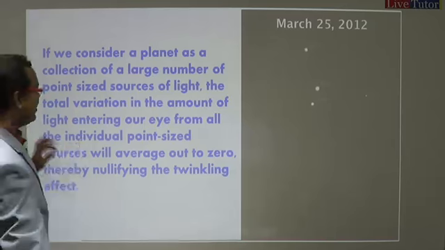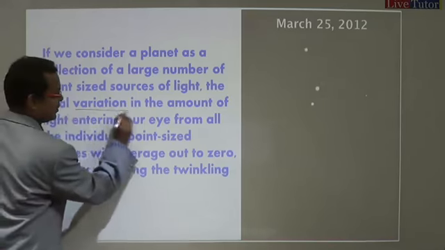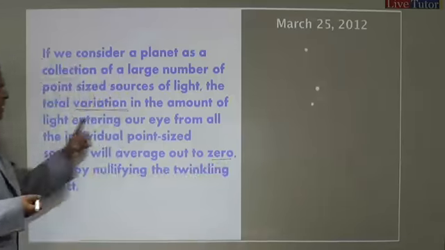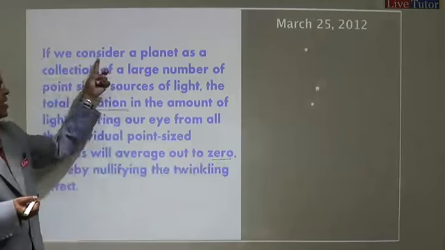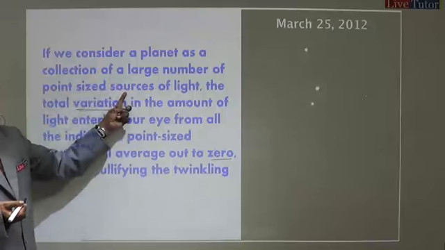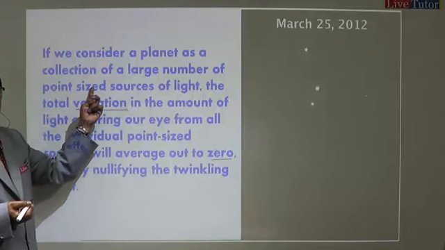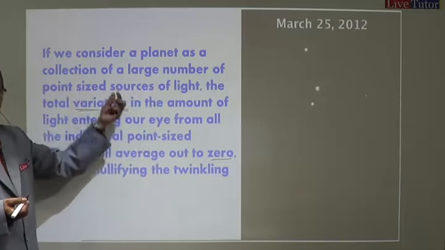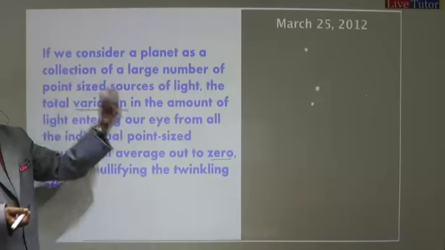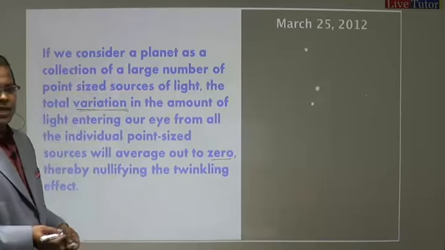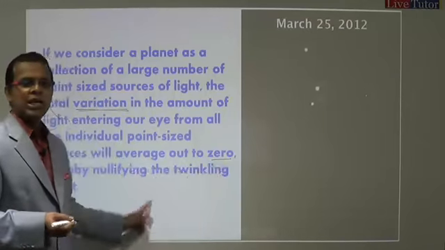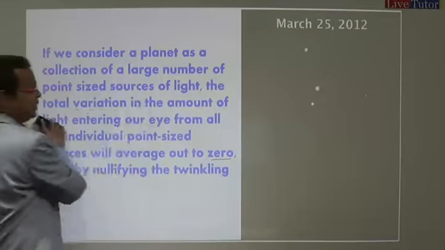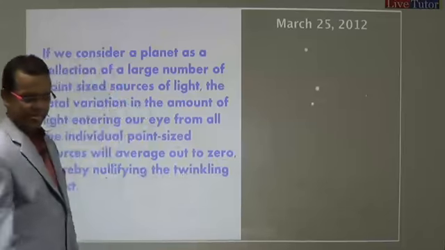Right. So what is nullified here? Remember, the variation. Yes, the variation is zero, because it has a number of point sources. If one point source is not giving out light, the other point sources will be giving out light. Thereby, at any point of time, we keep on getting light from there. So there won't be any variation. The variation is zero, so no twinkling effect. That is why we say that stars are twinkling, but the planets are not twinkling.